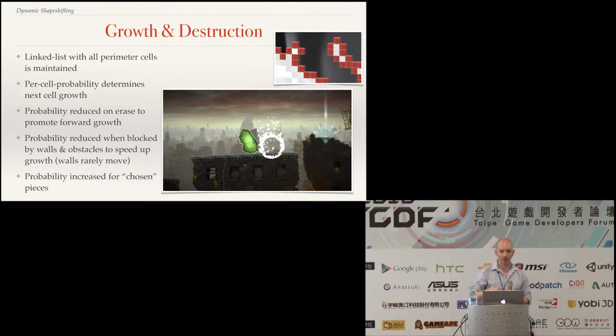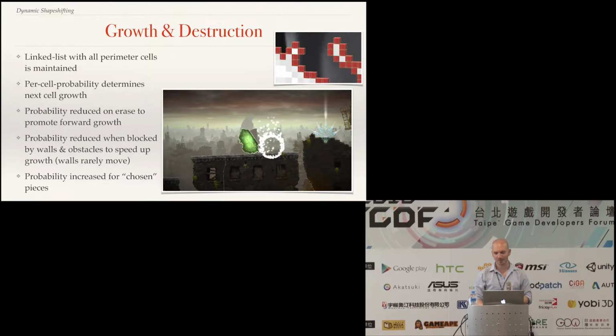If it's not empty, I mark that probability as 0 as well. So it will not try to grow into that cell for a while, for like 2 seconds. Which means that's why in the tunnels it runs so fast. It will try once and then will not try again. And the probability is increased for a chosen piece.